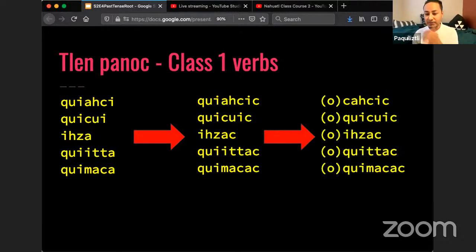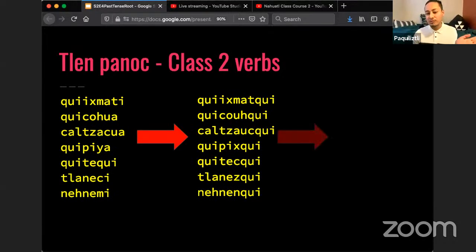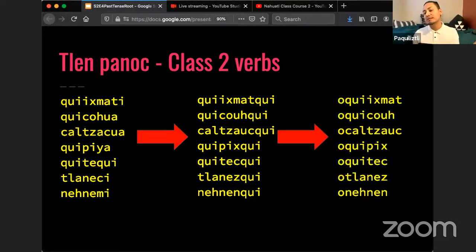And that's why over here I put it as optional in class 1, but it's actually optional in all the classes. So even though I added the O's on all of the future examples, I meant to do that, but really this is optional. So instead of saying okishmat, they might just say kishmat, or kiko, kaltzak. Kipish, kitek, tlanes, nehnen.